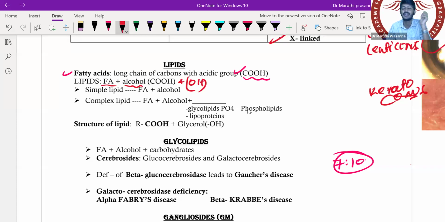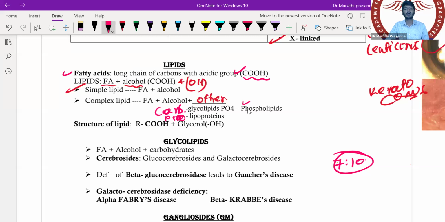So a lipid is a combination of fatty acid and alcohol. If fatty acid and alcohol are present, then we will call it a simple lipid. But if other groups are there as well, then we will call it a complex lipid. To the simple lipid, if I add some carbohydrate, I will call it a glycolipid. If I add a protein, I will call it a lipoprotein. If I add a phosphate group, I will call it a phospholipid.